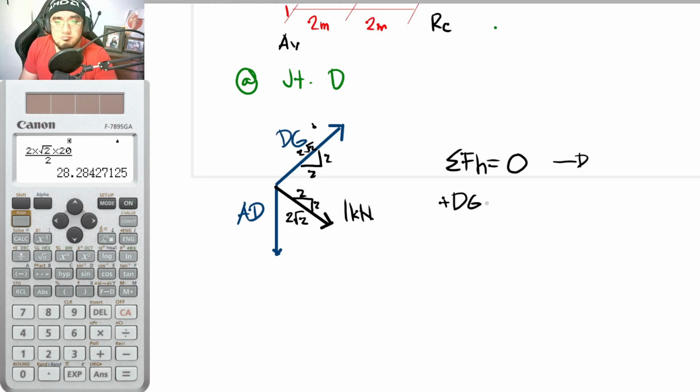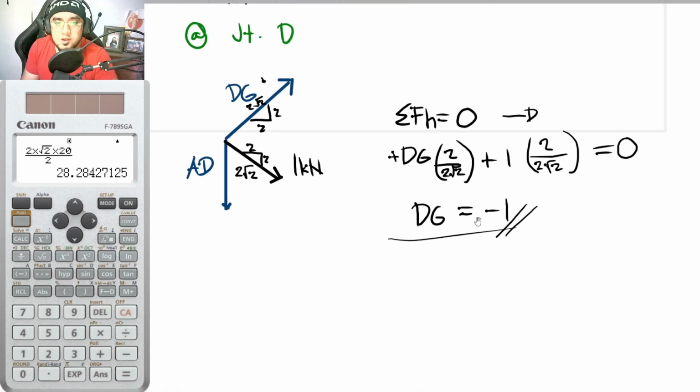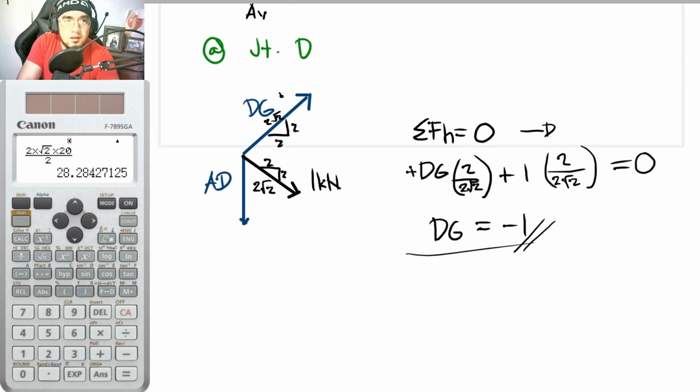And then multiply this by the horizontal component of the slope, 2, and divide this by the hypotenuse, 2 square root of 2. Okay, so next, you also have 1. Since it is to the right, plus 1 times 2 divided by 2 square root of 2 once again. So this is now equal to 0. Then solving for DG, DG is now equal to negative 1. So negative 1, meaning that I have assumed the wrong direction, meaning that the correct arrowhead should be located here.